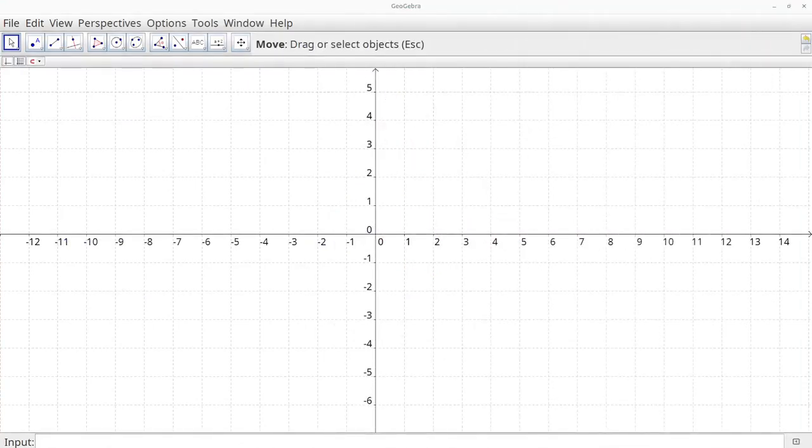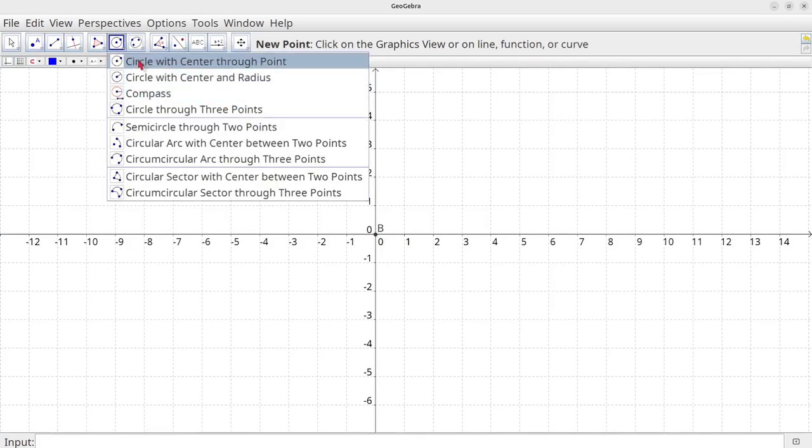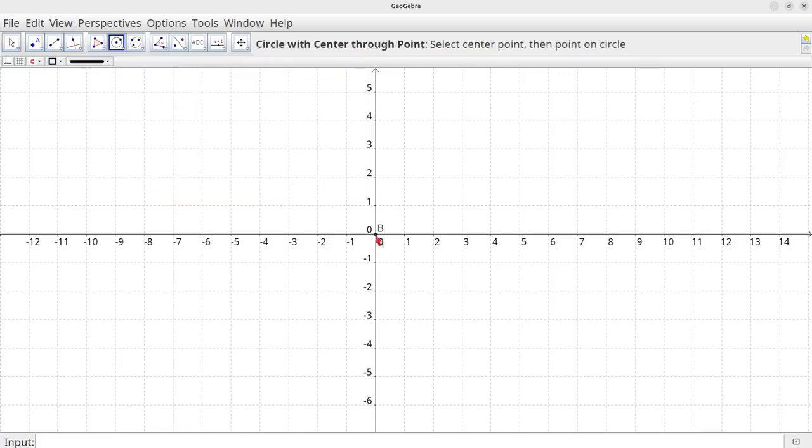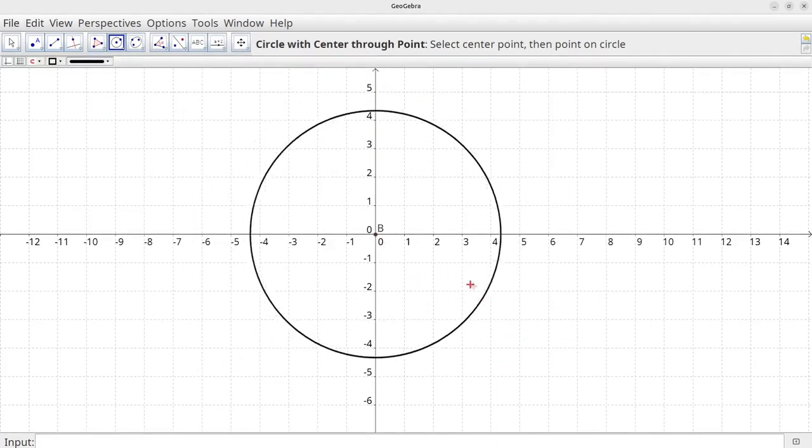First things first, I'm going to take you through how to construct a circle on GeoGebra. Let's just say we want the center of the circle to be at the origin. Just place a point at the origin. And then there are different options for circles here. The first one, you just choose the center and then you move out like that. Then there is your circle.